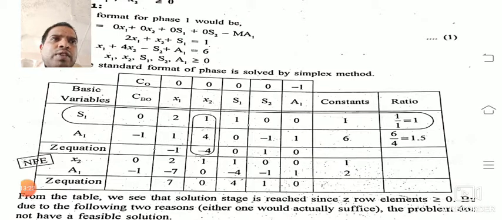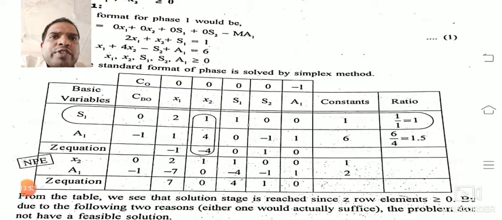Next, based on that, go for the ratio values. For the s1 row, the constant is 1 and the entry column value is also 1, so 1 by 1 in the ratio column gives 1. In the a1 row, the constant is 6 and the entry column value is 4, so 6 by 4 gives 1.5. The minimum element is 1, so the s1 row is the leaving row.